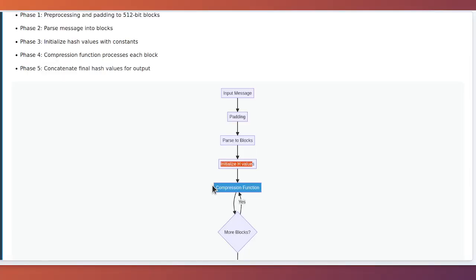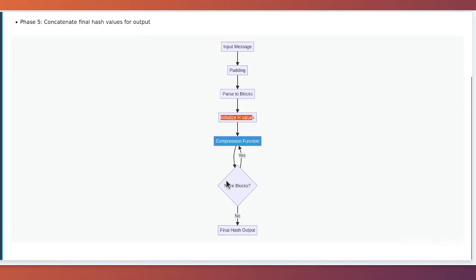Phase 4 is the main processing loop. For each 512-bit message block, we run a compression function that thoroughly mixes the block with the current hash value. This compression function is where most of the algorithmic complexity resides, involving 64 rounds of bit manipulation operations. After processing a block, its output becomes the starting hash value for the next block. This chaining ensures the final hash depends on every part of the input message.